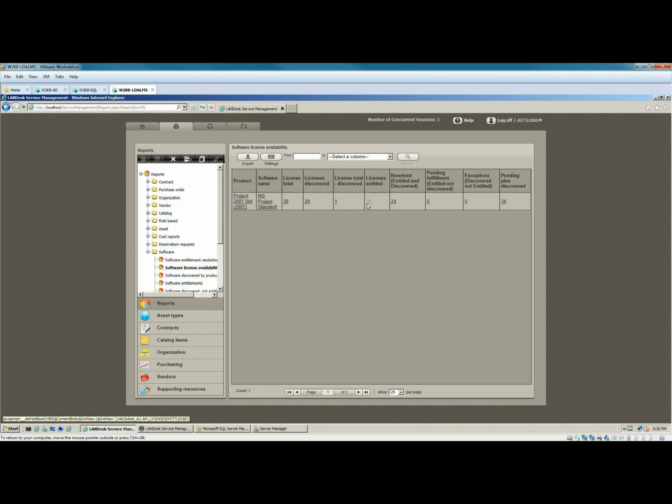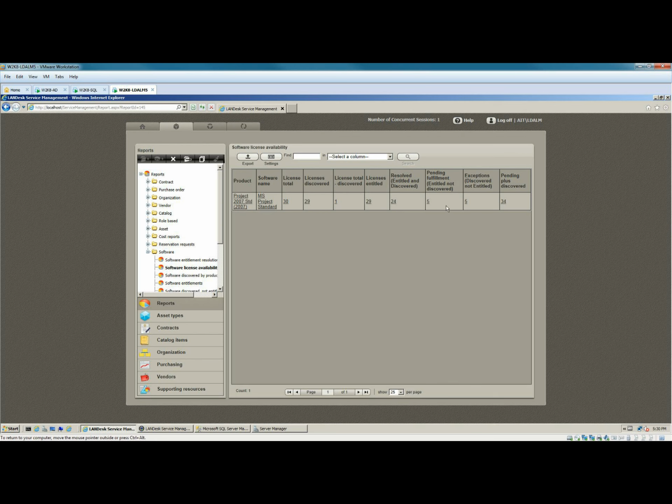So let's go back. The next step is to use the ALM system to check resolution. In other words, to resolve any problems. What it does is it compares entitlements to discovered. There were 24 of them that everything matched. That means there are 5 of them that didn't. There are 2 possible cases.